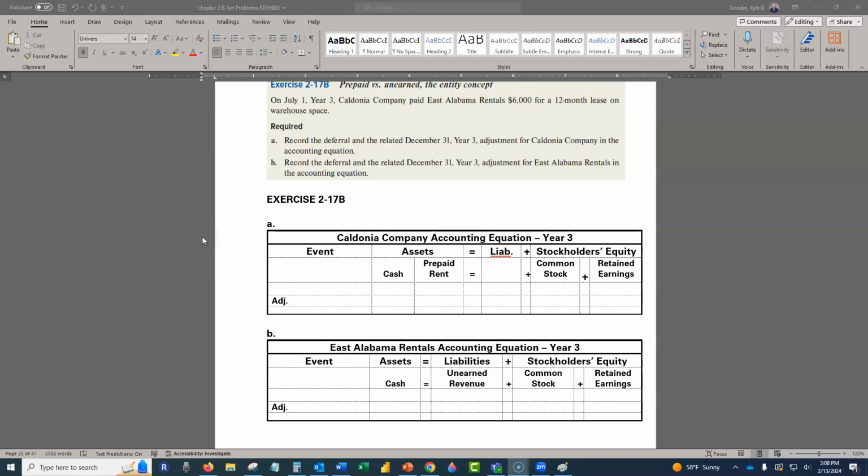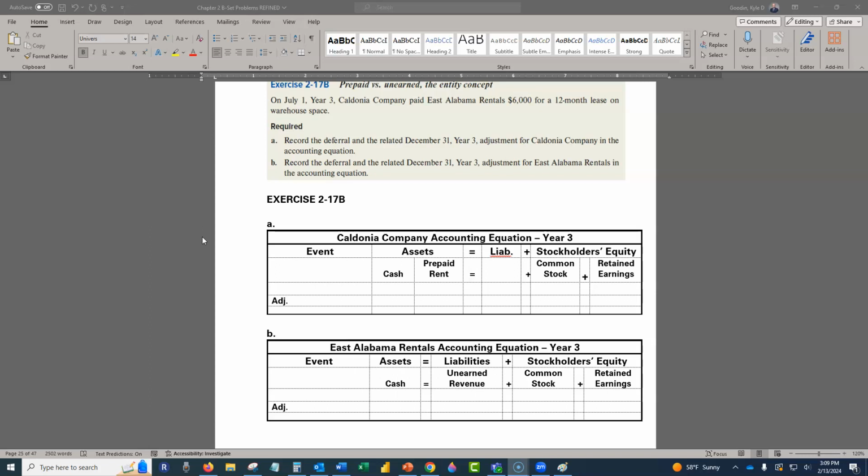Alrighty, let's take a look really quickly at 217B. This one should be fairly quick as well. What we're going to look at here is prepaid rent from both perspectives. So prepaid rent from the purchaser's perspective, and then the same thing, except it'll be an unearned revenue from the seller's perspective.